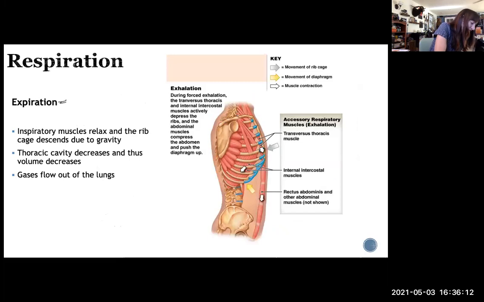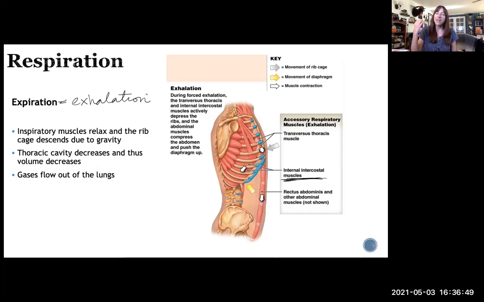Expiration, which equals exhalation, is when your diaphragm relaxes. Okay, your diaphragm relaxes, returns to its nice upside down U shape. The lungs are going to get a little bit smaller because the bottoms are being pushed up a little bit. And if you exhale forcefully, you are also using your internal intercostal muscles to pull the ribs back down, okay?